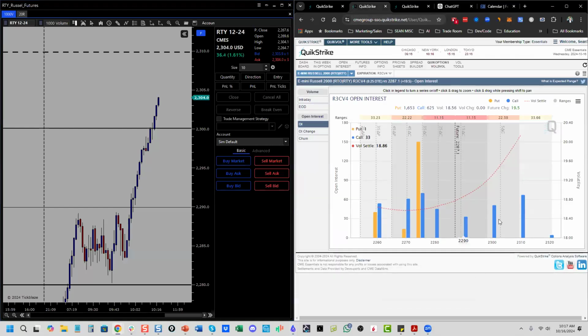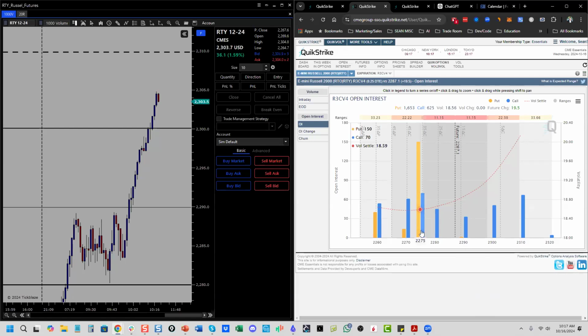The key here is, I just want you to tell me, what is the biggest thing that stands out here on this picture on the Russell? What do you see here that is just... which one is it though? At 2275 to 2280, the wall.